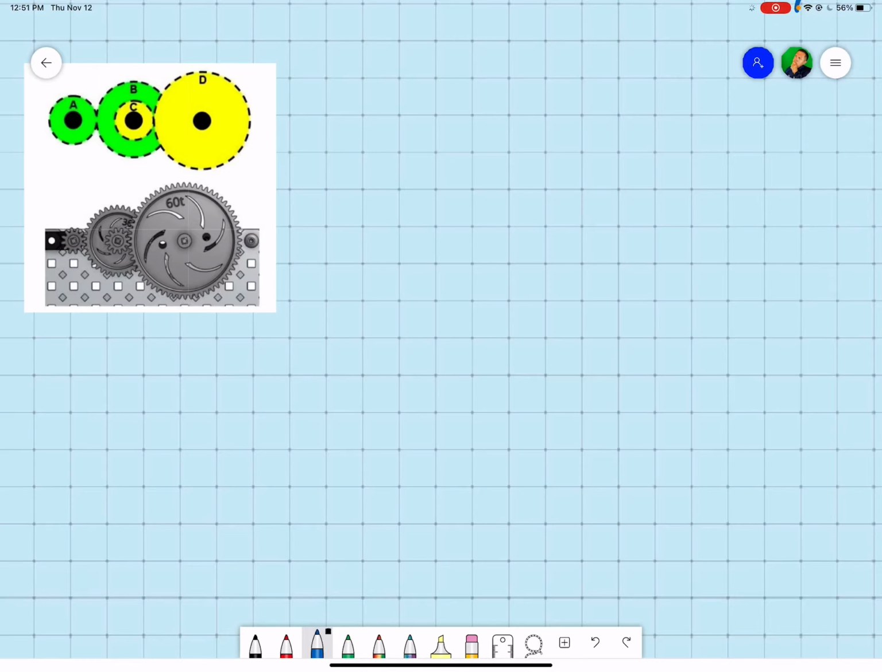Okay, we have now a compound gear train. Notice with this compound gear train that B and C are connected on the same axle. So B and C are not going to be interlocked with teeth. They're connected on the same axle. So when A causes B to turn, that will also cause C to turn, which will then cause D. Okay, so let's get started here.